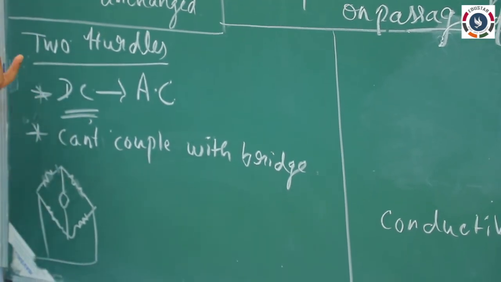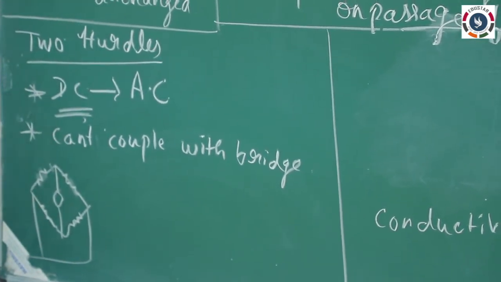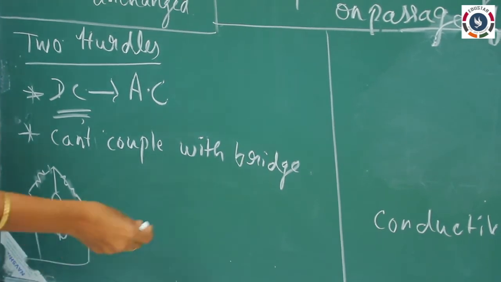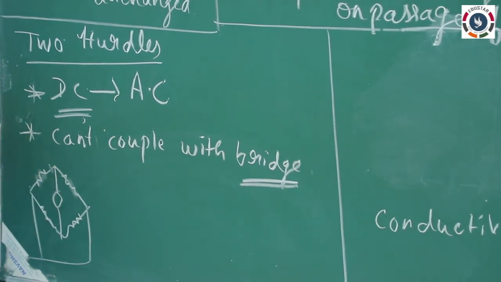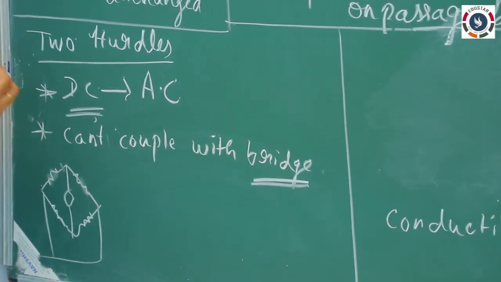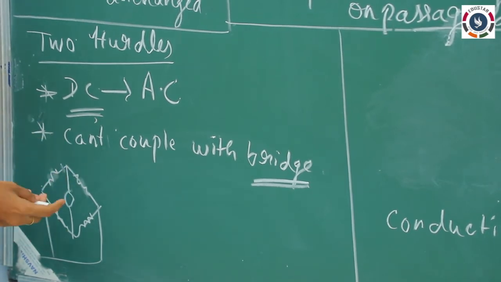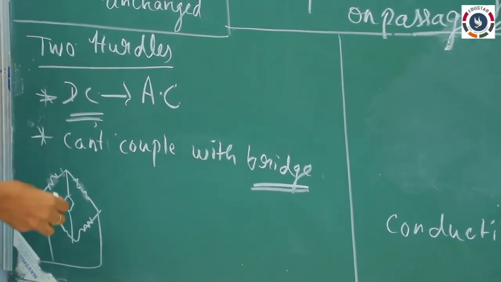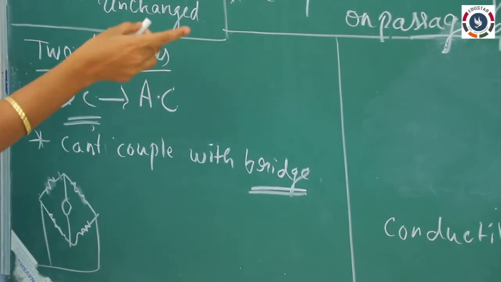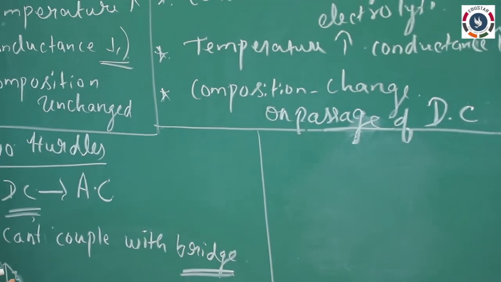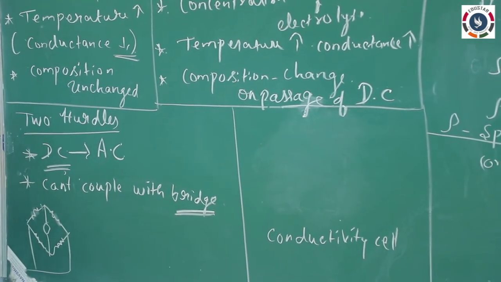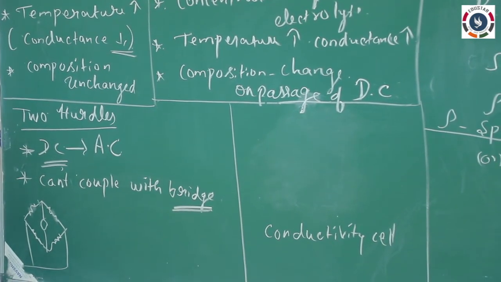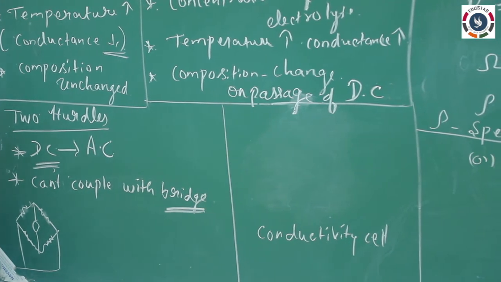The next thing is that we can't couple the electrolytic solution with the bridge. Usually a resistance is measured with the help of the Wheatstone bridge, in which there are known resistances and the unknown resistance is measured. But in this case we can't couple the electrolyte directly to a Wheatstone bridge. So we need some other device which would help us to measure the conductance.